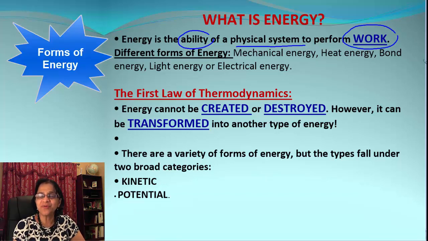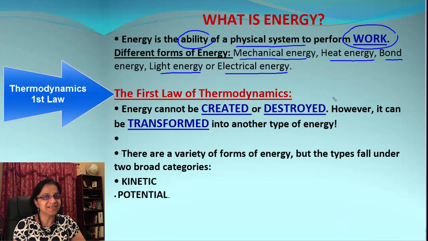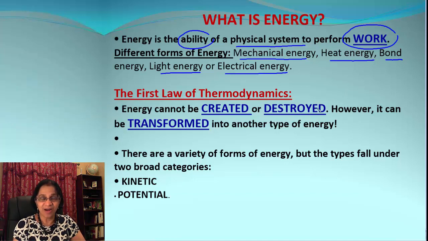Now what are different forms of energies? There are some examples: mechanical energy, heat energy, bond energy in some chemicals, and light as well as electrical energy. Now let's remember our first law of thermodynamics. According to the law, energy cannot be created or destroyed. However, it can only be transformed, converted into another form.